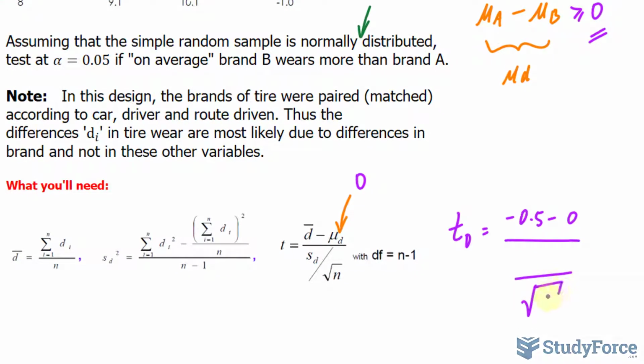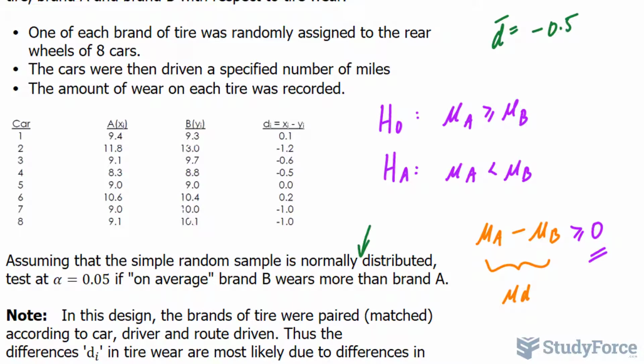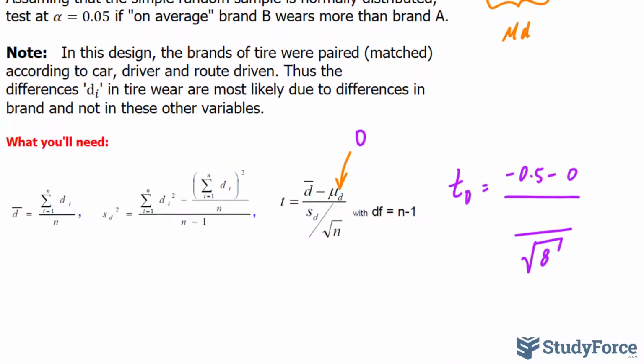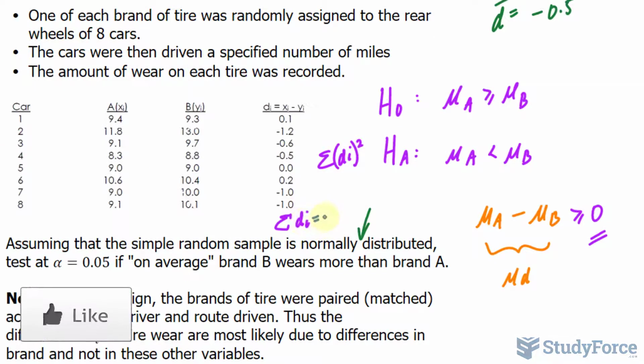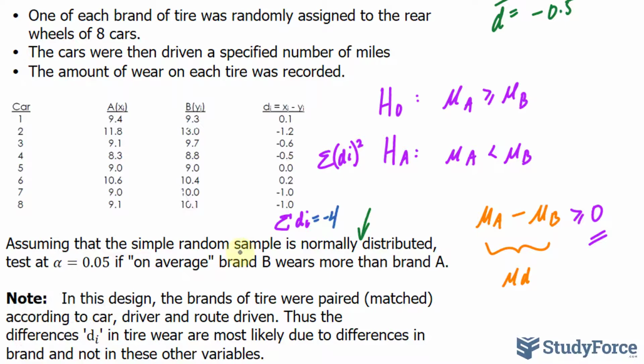So we know what that is. It's the square root of 8. To find the standard deviation, we will use this formula, and this requires that we find the sum of these values. In addition, the sum of each of these values squared, because those values will then be placed into this formula. The sum of these values is equal to negative 4, and squaring these and then adding them all up should give you 4.1.